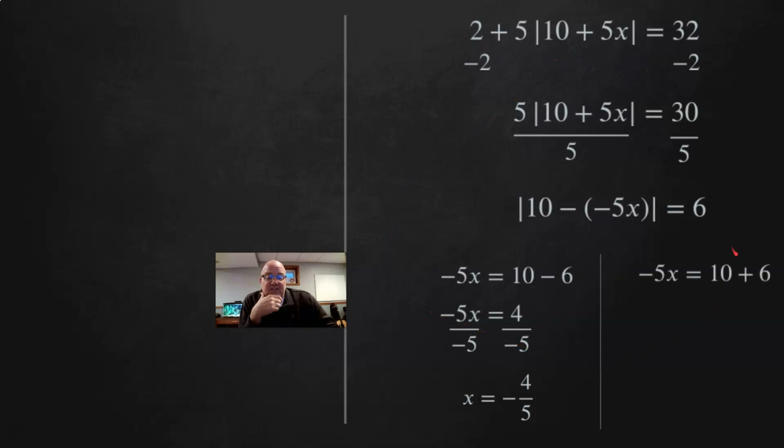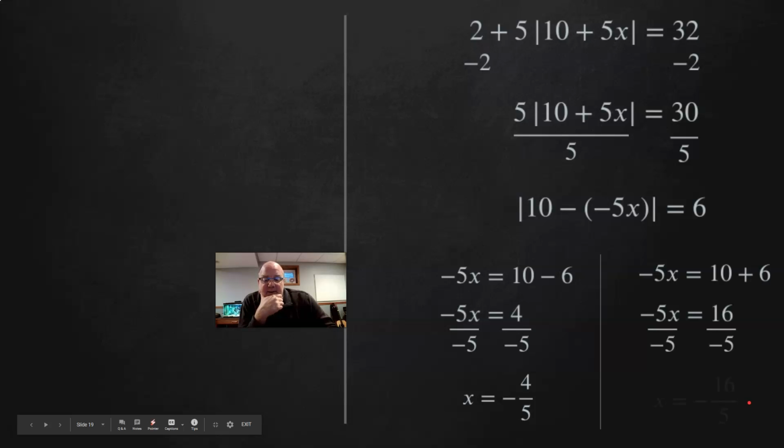On the other hand, if I start at 10 and I add a distance of 6 to that, that's going to also give me a negative 5x. So I get negative 5x equals 16. Go ahead and divide by negative 5, and I'm going to get x equals negative 16/5. And you can either go back and test these values to make sure that they work. I'm going to tell you that they do, but it wouldn't be a bad exercise for you to test those. And that's how you solve a pretty complicated absolute value equation.